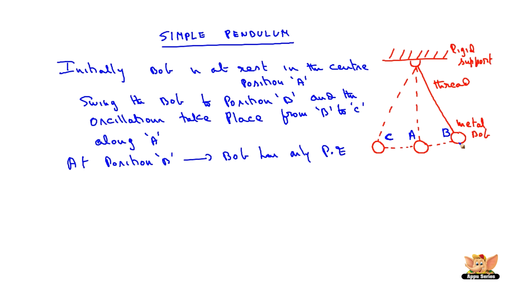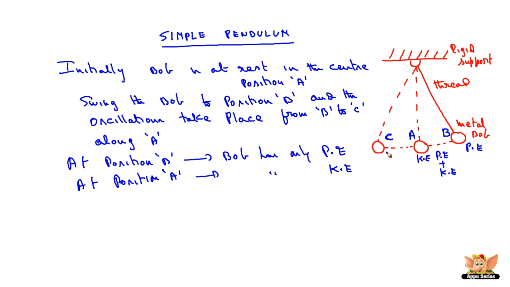So when it is at B, it has only potential energy, whereas when it is moving from B to A, it has both potential plus kinetic energy, because the potential energy gets converted gradually into kinetic energy. The moment it reaches the center position, it will have only kinetic energy. What does it mean? The entire potential energy got converted into kinetic energy by the time it comes to the center position. So at position A, the bob has only kinetic energy.